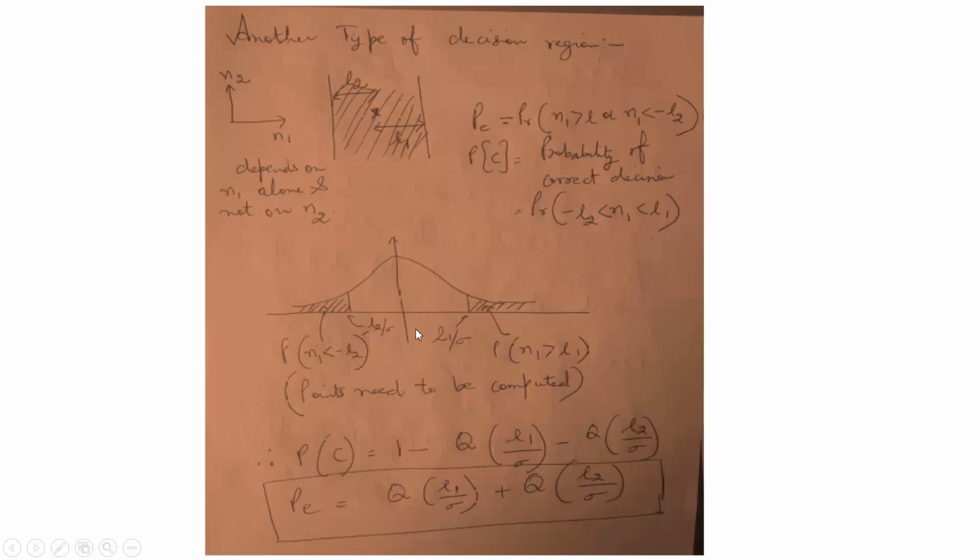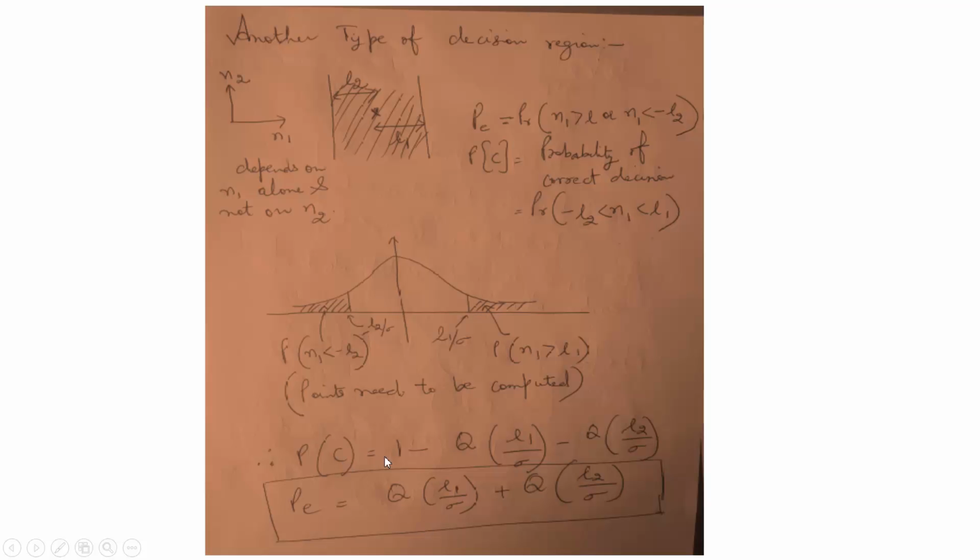So we can also express the probability of making a correct decision as 1 minus Q of L1 by sigma plus Q of L2 by sigma. So this corresponds to this region and this region, and the two probabilities will be added up, in terms of the Q function.